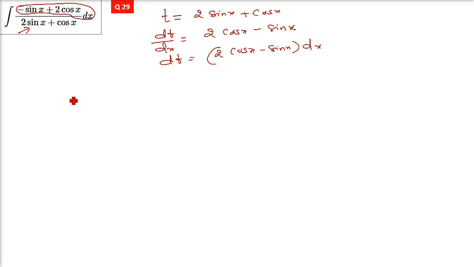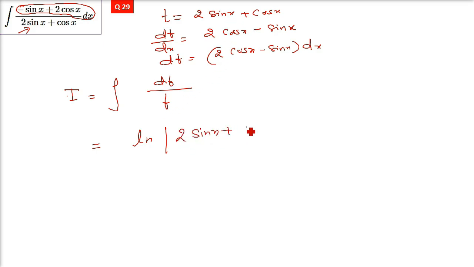This is already there. So just write this integral as integral sign, and this dt will replace 2 cos x minus sin x into dx. In the denominator it is going to be t because that's what you have assumed. So it will be ln modulus of t plus c. So I'll just bypass one step and I'll just write what was t. So this is going to be 2 sin x plus cos x.